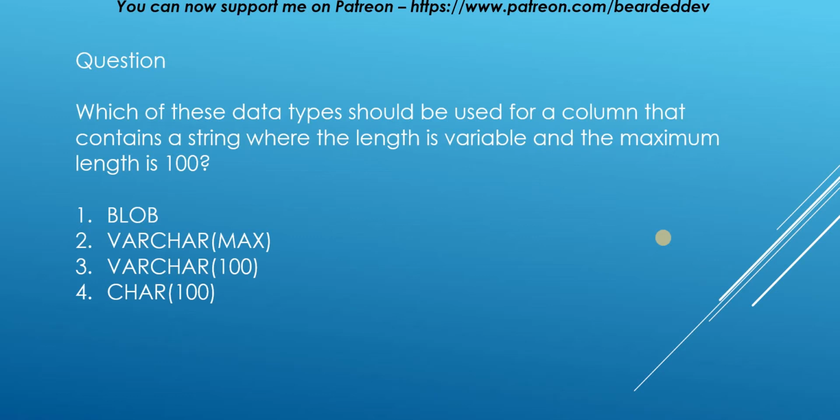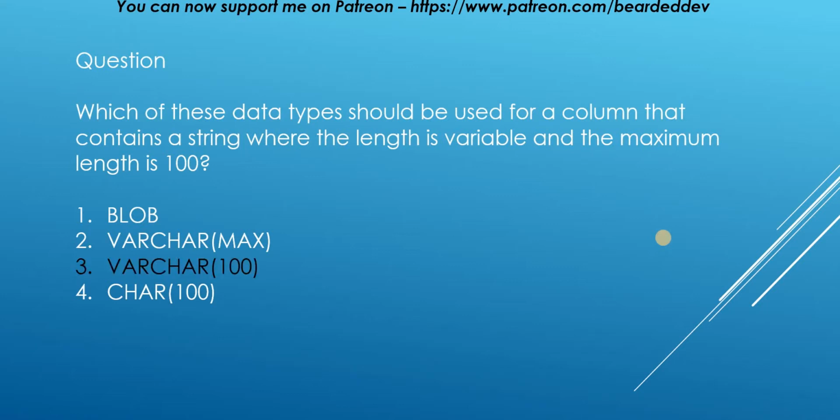We're going to be having a quick look at the question from week 6, see how many of you got this correct. So which of these data types should be used for a column that contains a string where the length is variable and the maximum length is 100? Is it number 1 blob, number 2 varchar max, number 3 varchar 100, or number 4 char 100?